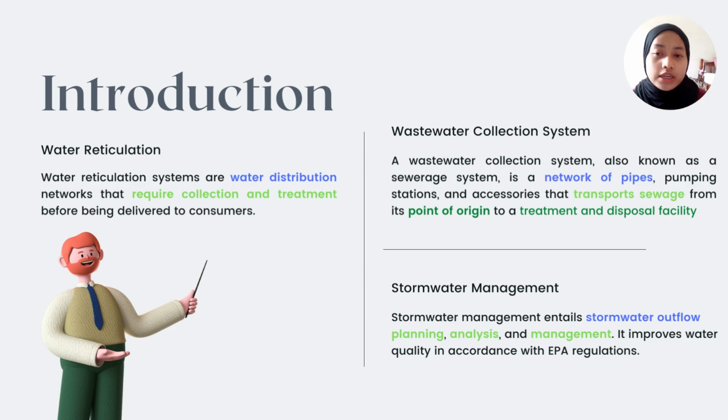So for the introduction, we have 3 elements here, which are water reticulation, sewerage system, and stormwater management. Okay, water reticulation systems are water distribution networks that require collection and treatment before being delivered to the consumers. And for the sewerage system, it is the network of pipes, pumping stations, and accessories that transport sewage from its point of origin to a treatment and disposal facility.